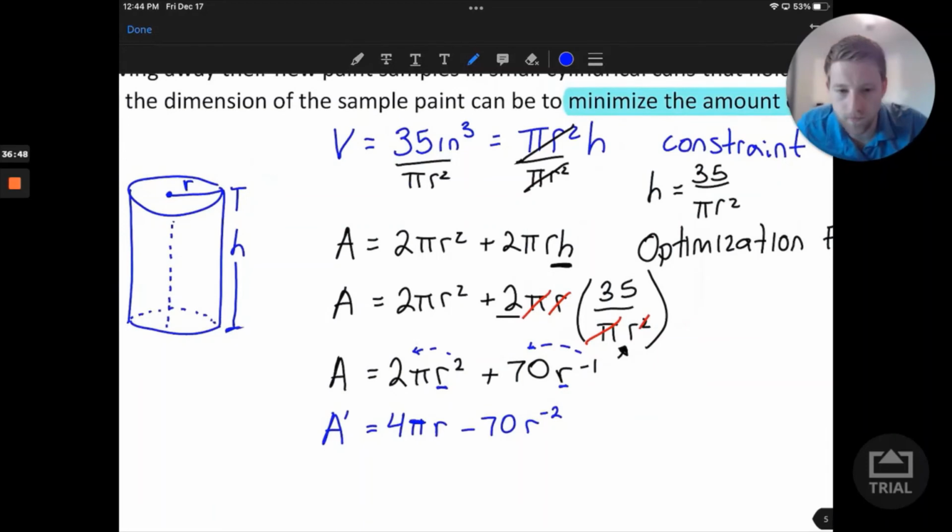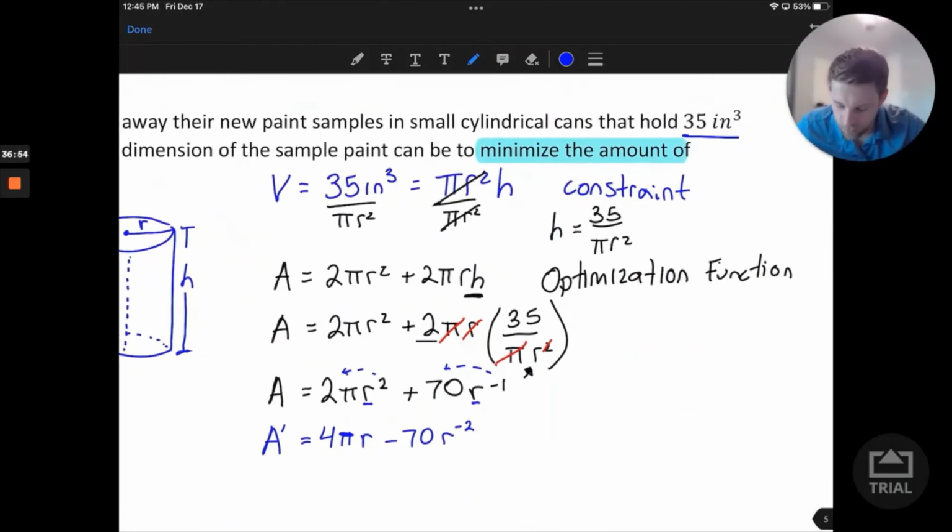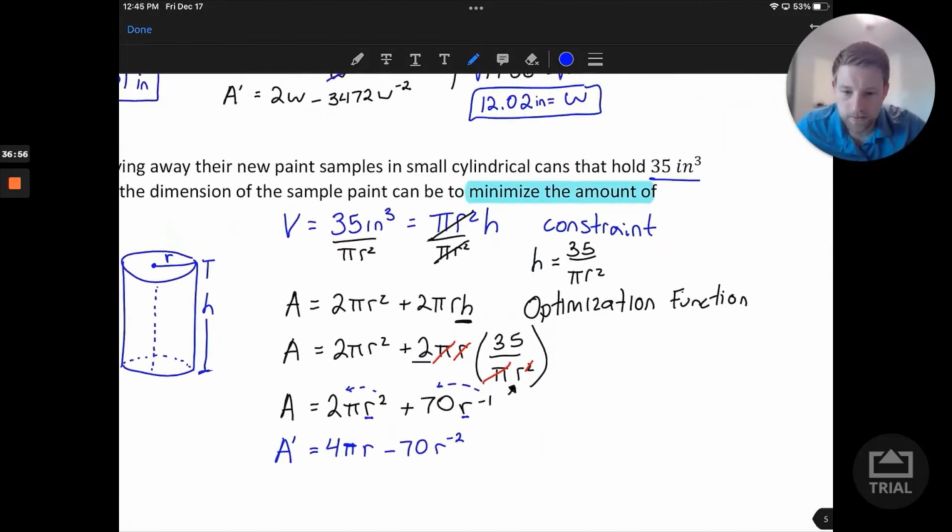So there's our derivative function. Next, we could consider setting this equal to 0 and again solving for the value of the radius. So if I set this equal to 0, we could say that 0 is equal to 4 pi r minus 70, and again, r to the negative 2, we could write down in the denominator as r squared, just as a quick rewrite there.